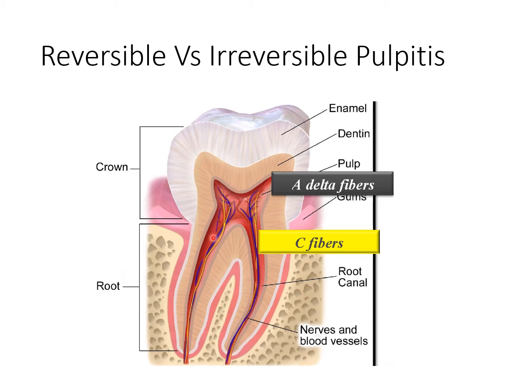That means you have to remove the pulp or do something to the pulp. So remember, reversible is A delta fibers, sharp shooting pain. We can still not touch the pulp and save the tooth, and if you have irreversible pulpitis, they will stimulate the C fibers, and the C fibers will give you a dull ache. So it is very important when you're taking the pain history to decide what kind of pain it is, for you to come to a conclusion what part of the pulp is involved, and it will help you in making a diagnosis, and in turn your treatment would be accurate.